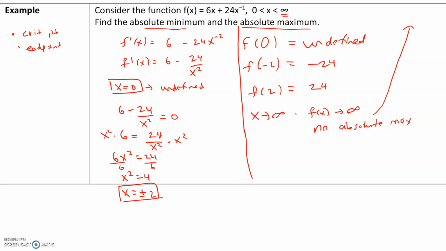Our absolute minimum is going to be this value, negative 24, and it occurs at x equals negative 2. So in this case, we only have an absolute minimum, which is negative 24, and it's going to occur at x equals negative 2.